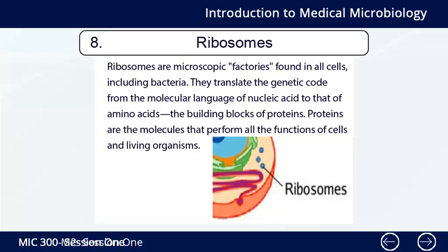Number 8. Ribosomes. Ribosomes are microscopic factories found in all cells, including bacteria. They translate the genetic code from the molecular language of nucleic acid to that of amino acids, the building blocks of proteins. Proteins are the molecules that perform all the functions of cells and living organisms.